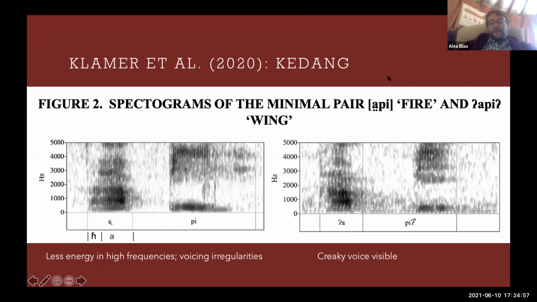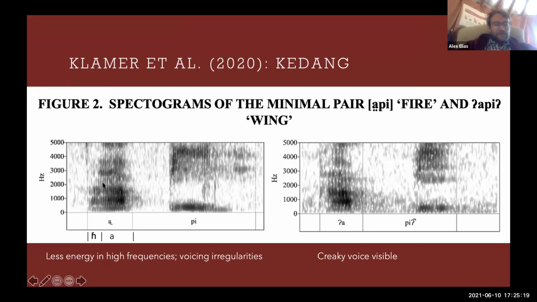The only phonetic investigation of this phenomenon so far was Klamer et al. 2020. They were arguing that Kedang is best described in the way that I'm describing it here. It had been previously analyzed as having phonemic breathy vowels, but it was shown that it was better analyzed as an automatic property of null onsets.